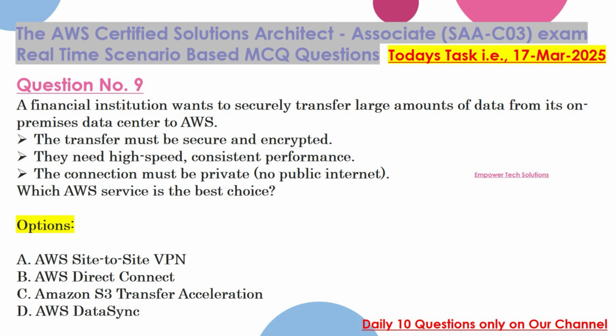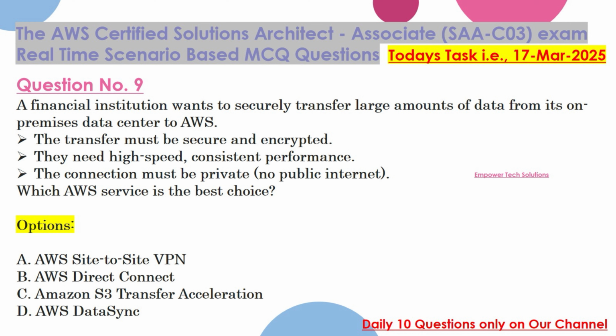Question 9. A financial institution wants to securely transfer large amounts of data from its on-premises data center to AWS. The transfer must be secure and encrypted. They need high-speed, consistent performance. The connection must be private, no public internet. Which AWS service is the best choice?